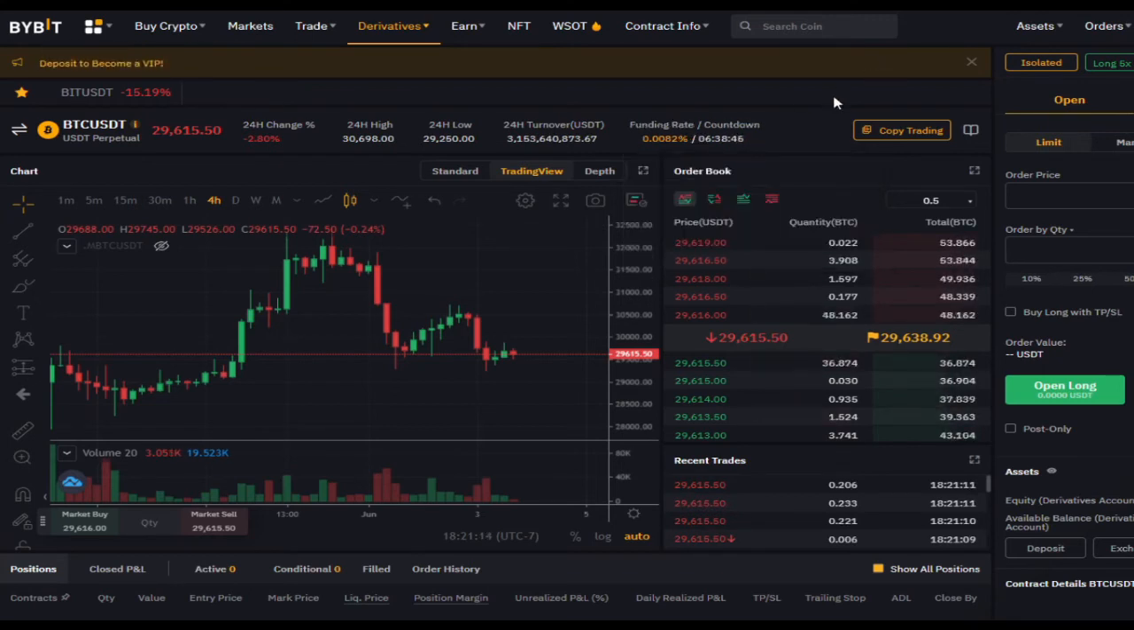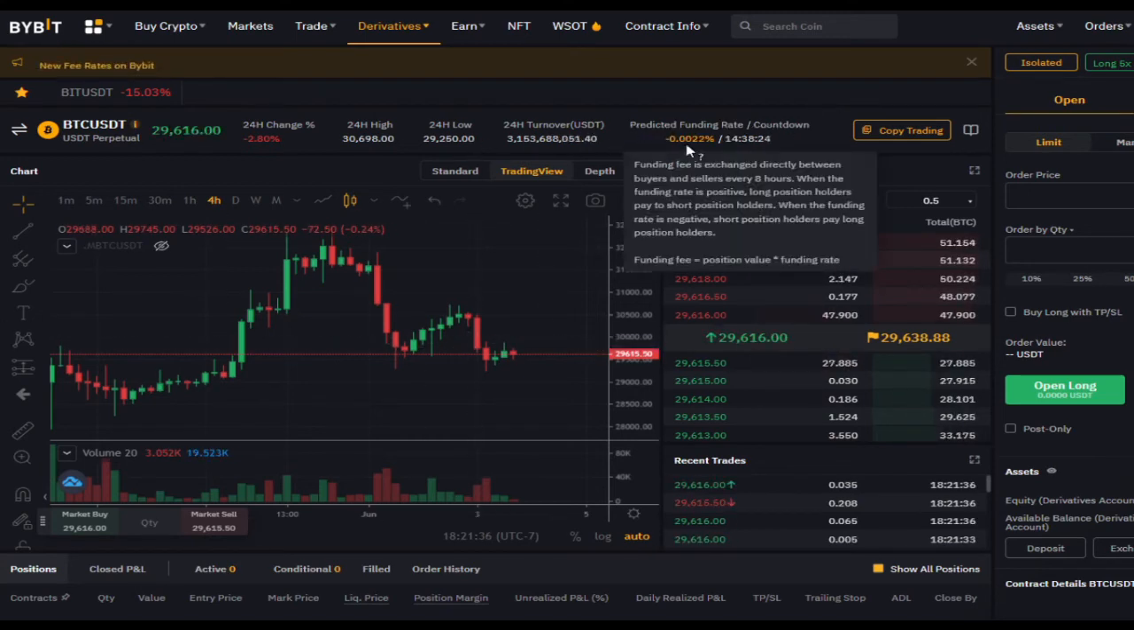And if you don't get what I mean there, like shorts paying longs, it's a zero-sum game. If I'm betting to go long and the funding rate is positive, that means most of the other people are also betting to go long. So you have to pay a fee to the people that are short to keep your long positions open, especially if you're using leverage.